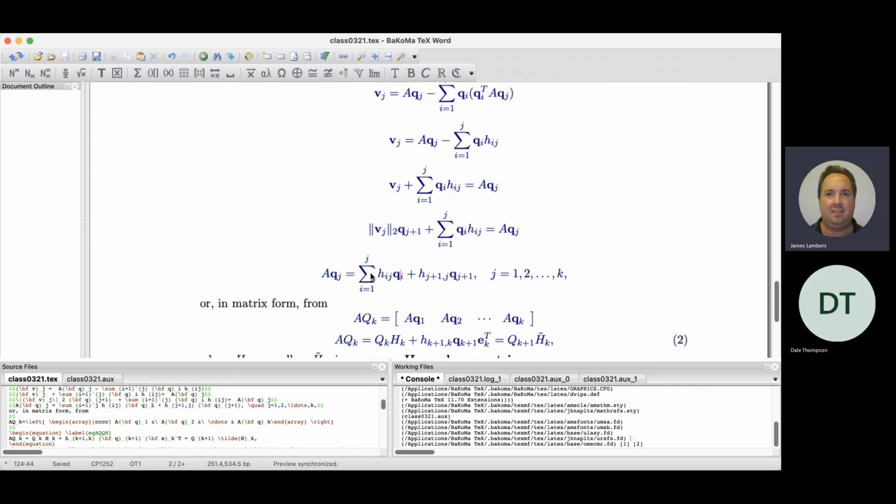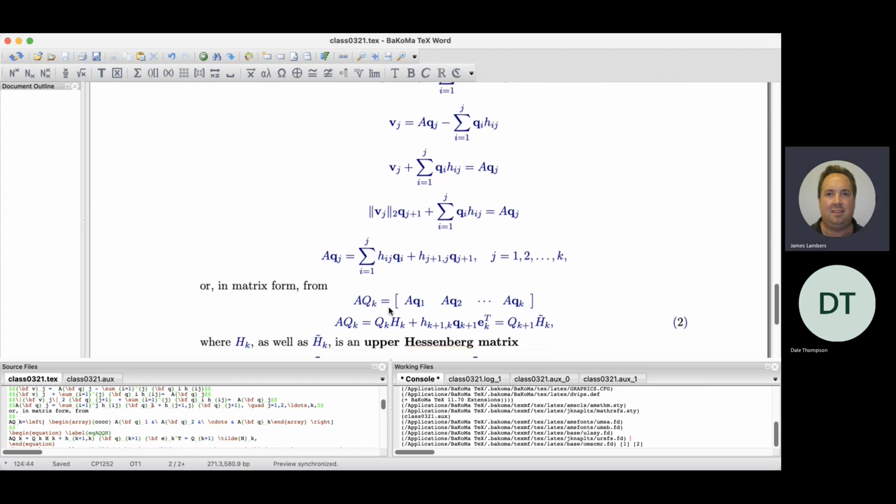In the case of j equal to k, I have little q k plus 1 here. But what's happening right here is this matrix product involves only q1, q2 up to qk, not q k plus 1.